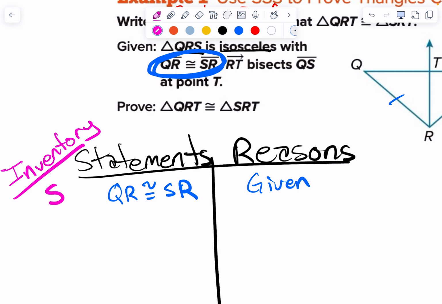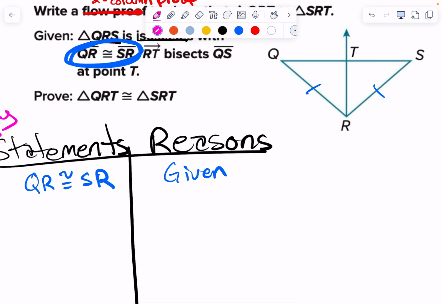One more, and you're done. What did I do? Okay, I have a side that's matching. Now, I'm going to do the next piece.